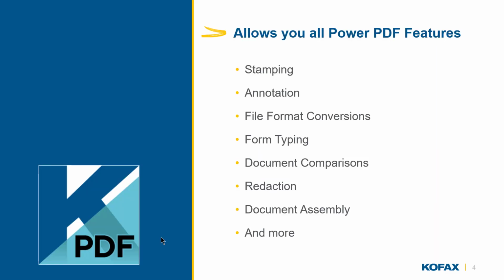And as many of you may know, Power PDF delivers a lot of additional functionality to be able to work on PDF files. It will allow you to do things like stamping, annotations, file format conversion, so converting from Word and Excel to PDF or from PDF to any of these file formats. It allows you to do form typing, document comparison, redaction, and a bunch of other PDF actions that are very useful in day-to-day functionality of working with PDF files. And we will have a look into a couple of these actions now within the NetDocuments connector.